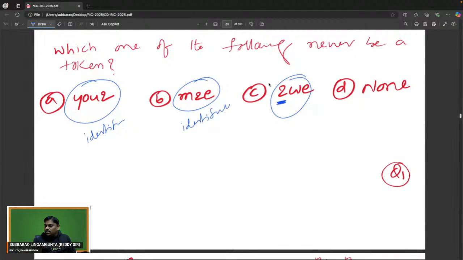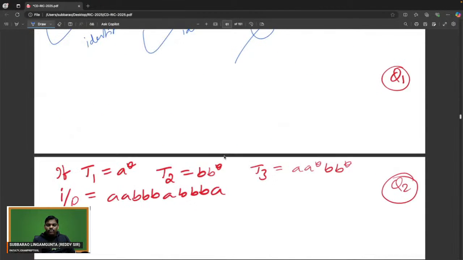So it will be a constant. Then constant should be followed by again constant. Then what is it? So that is a problem. So the answer is going to be, I think, C can never be a token. A is a token, B is a token, C is not a token. So C will be the answer. Yeah, let's move to next.